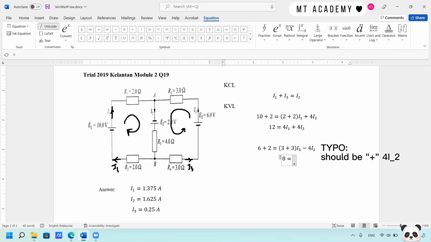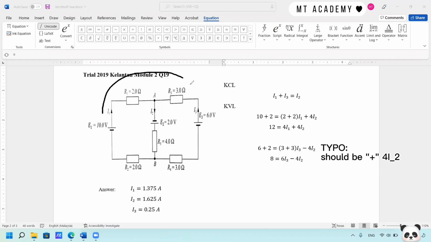Simplify, we have 8 equal to 6 I3 minus 4 I2. So it is enough to solve the question. But for practice purposes, let's build a fourth equation from the DC circuit. Here I would suggest we draw a clockwise direction, okay? Because like I mentioned just now, 10 volt is bigger than 6 volt, so I would expect the current to flow in this direction.